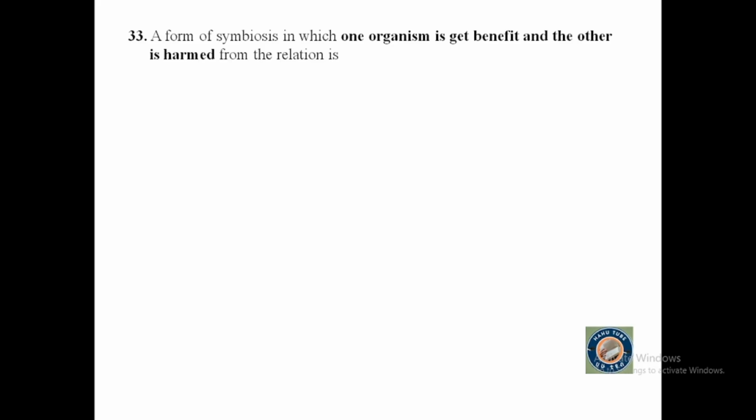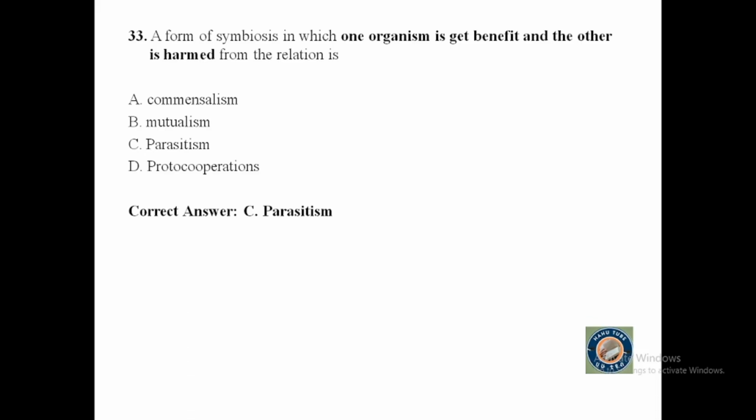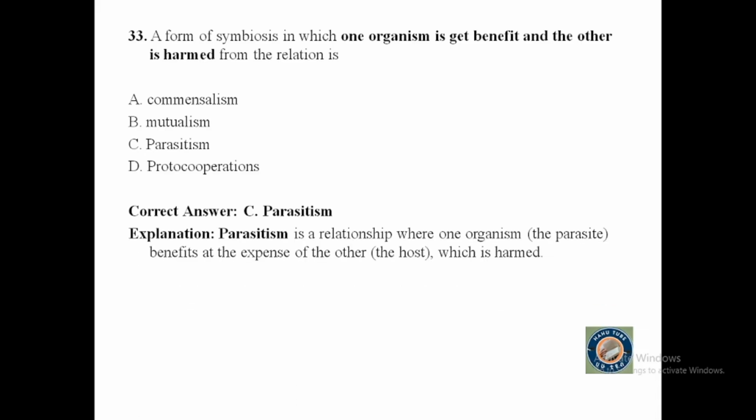Question number 33. A form of symbiosis in which one organism gets a benefit and the other is harmed from the relation is A. Commensalism, B. Mutualism, C. Parasitism, D. Proto-cooperation. The answer is parasitism. Parasitism is a relationship where one organism, the parasite, benefits at the expense of the other, the host, which is harmed.